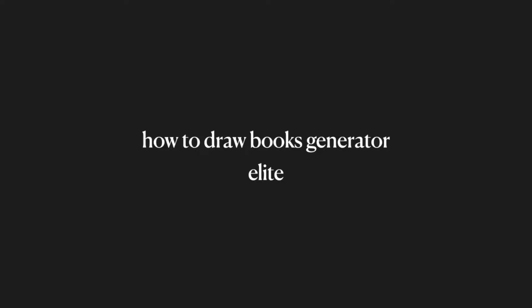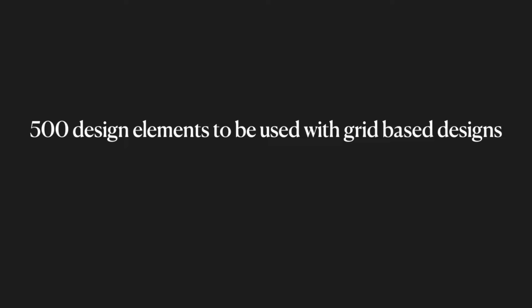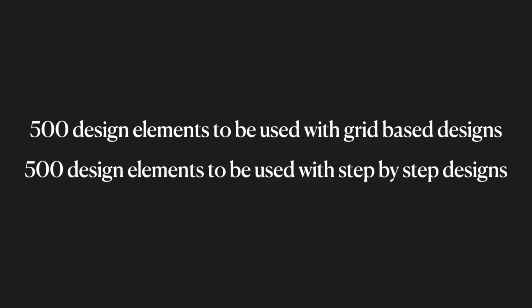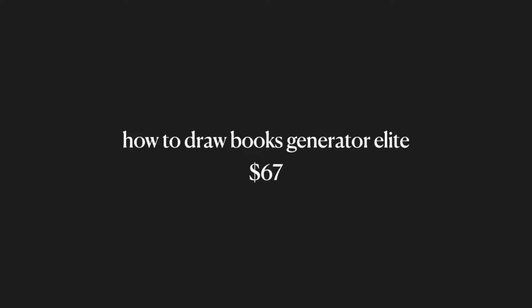The last additional feature that you will have available to you is the How to Draw Books Generator Elite. Elite will give you 500 design elements for regular use or for props or to be used within the grid-based How to Draw book pages. And you will also get access to 500 design elements in a layered SVG format that can be used in the step-by-step drawing books page. So if you want to have those 1,000 images available to you so that you don't have to go out and find your own images, you can get How to Draw Books Generator Elite for $67.